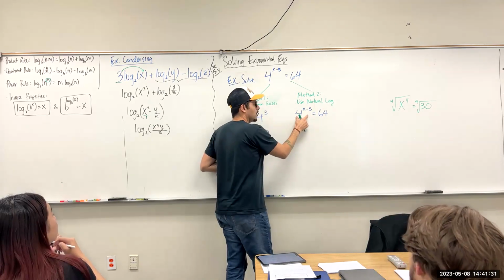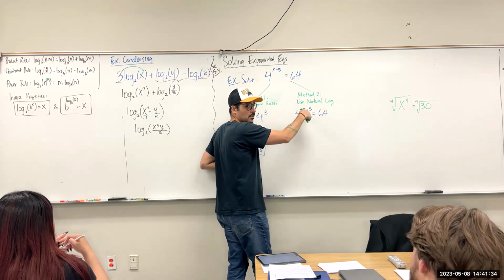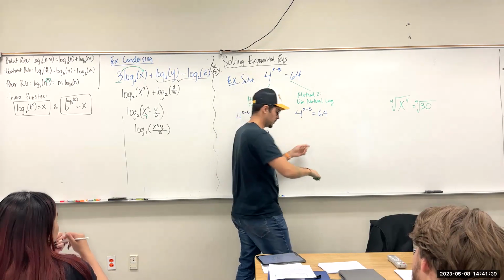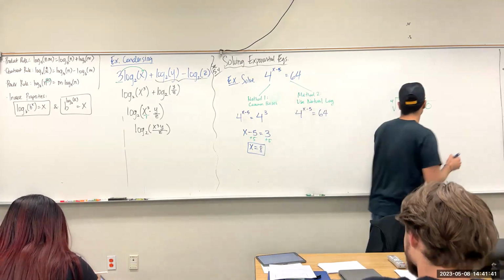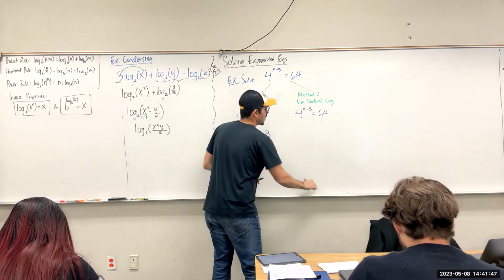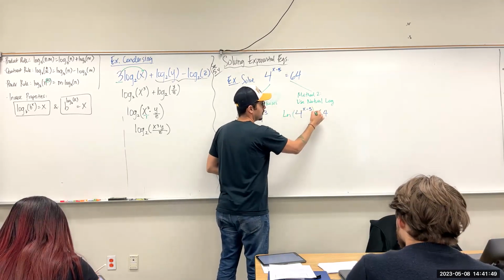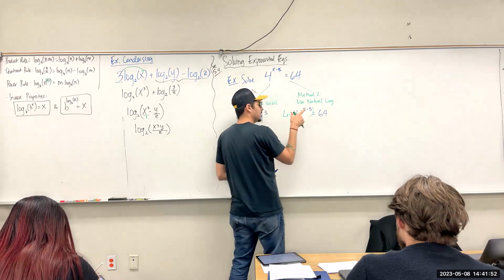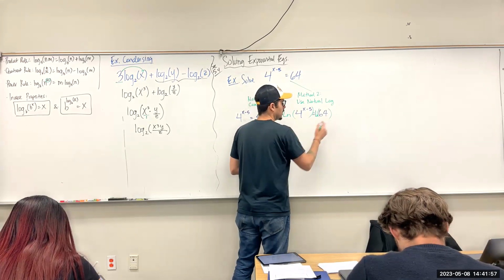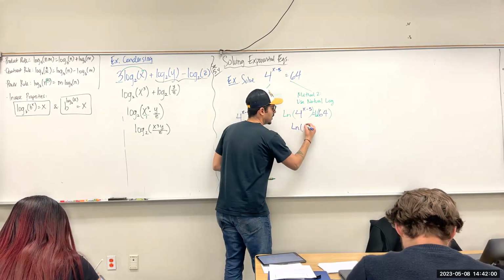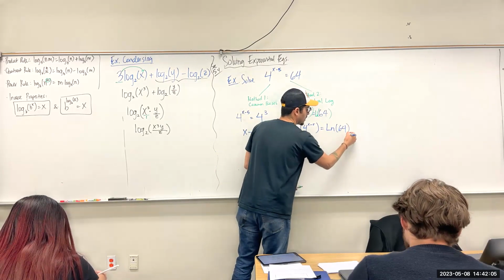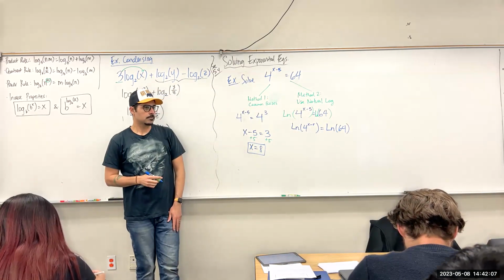Well, I want to cancel off this exponential expression. So I'm going to take the log, the natural log, sorry, of both sides. Just the way we applied the fourth root, I'm going to take the natural log of both sides here. So I take the natural log of the left-hand side, and because I did that to the left, I have to do it to the right. So we end up with ln of 4 to the x minus 5 equals ln of 64. Okay.